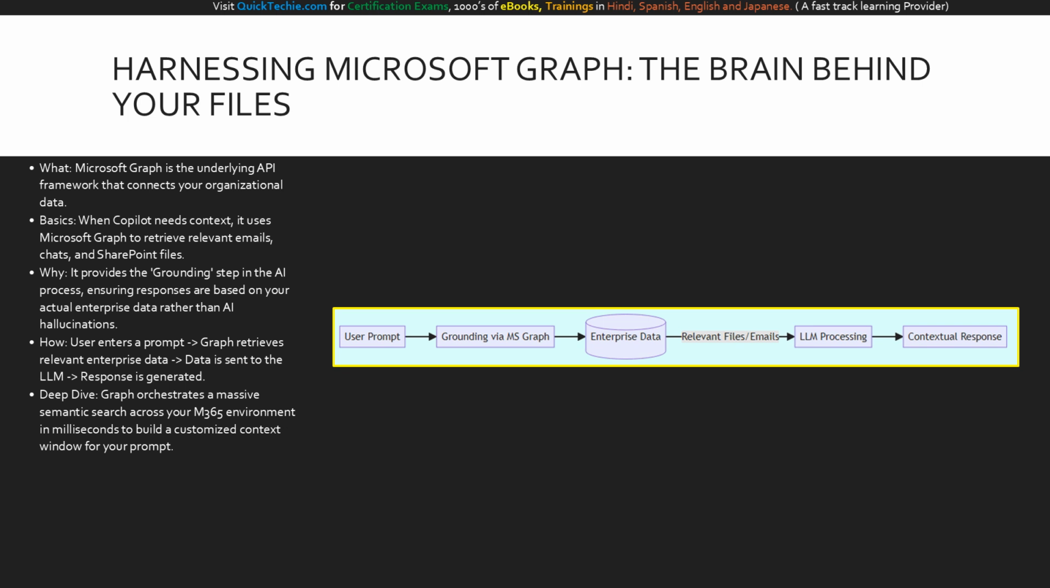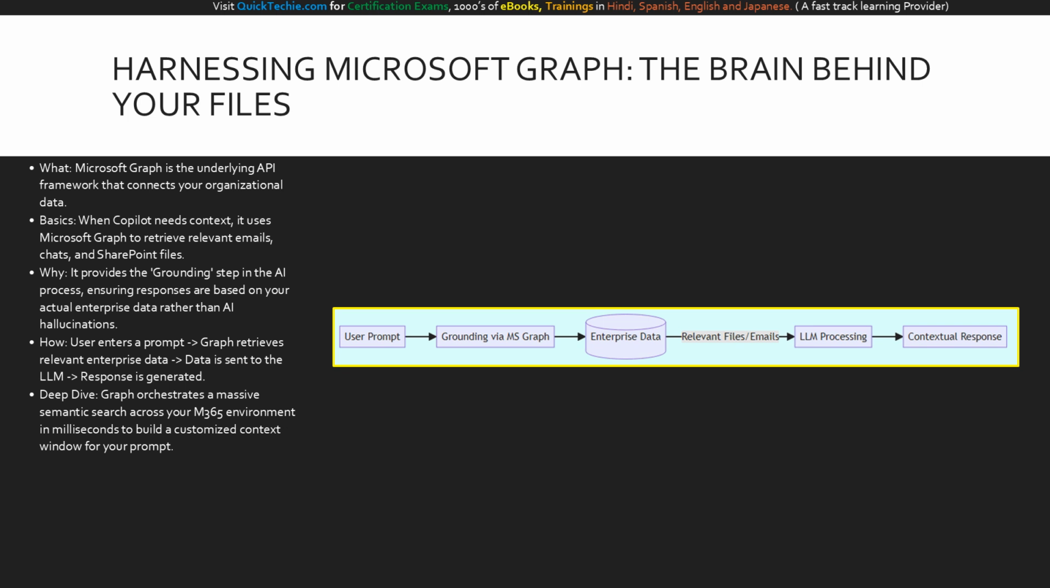Graph then packages this internal data and feeds it to the large language model alongside your original prompt. This means the AI generates its response based on your actual, real-time enterprise data. Graph is the ultimate context gatherer, turning a generic AI model into a highly specialized expert on your current projects and communications.